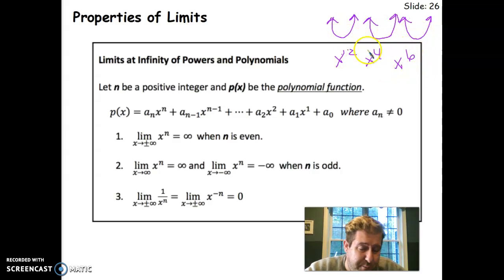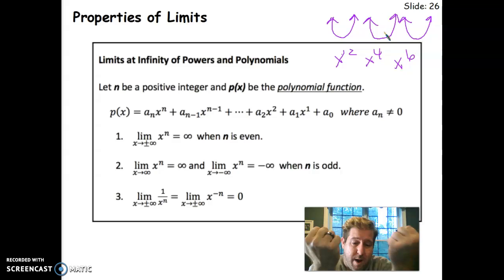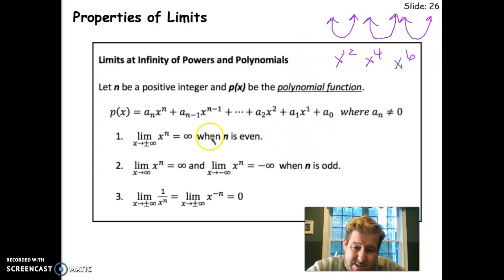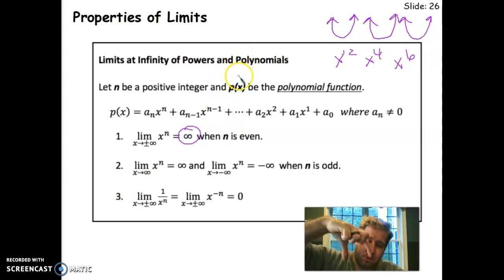Now, what you'll notice about all three of these graphs, or anything that has an even exponent, is that as you go left or right, it doesn't really matter, it's going up toward infinity. So the answer is going to be infinity basically no matter what, unless there's been some sort of reflection. Then obviously it's going to be going down towards negative infinity.